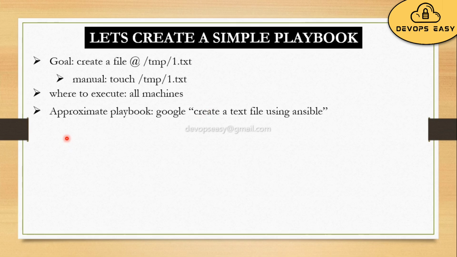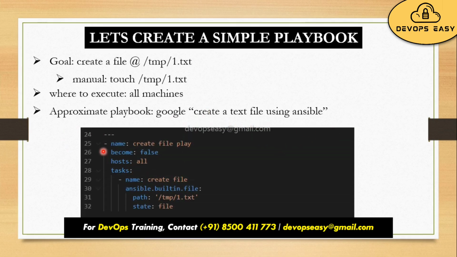Okay, so playbook, I told you, try to create a text file using Ansible. So if you see, this is the simple syntax: name, create file, become. For creating a file, I don't want sudo permission, so that's the reason I gave false. Hosts: all, nothing but it will run on all the servers.